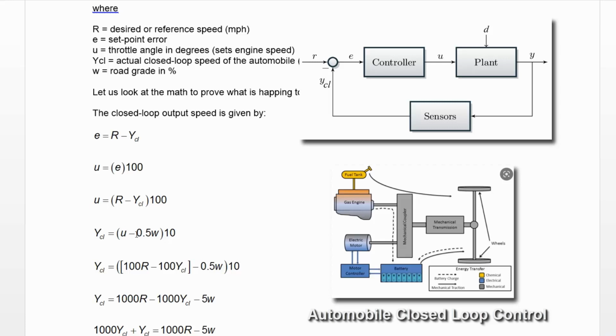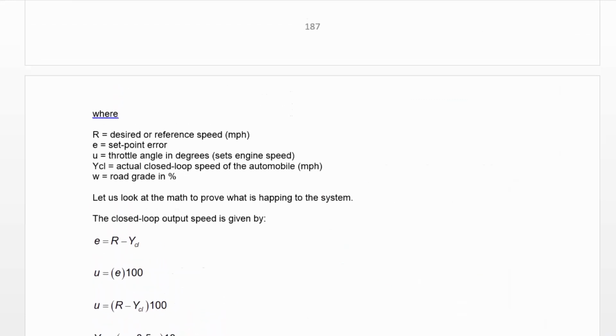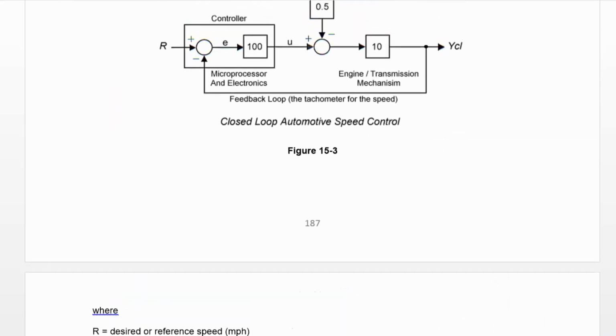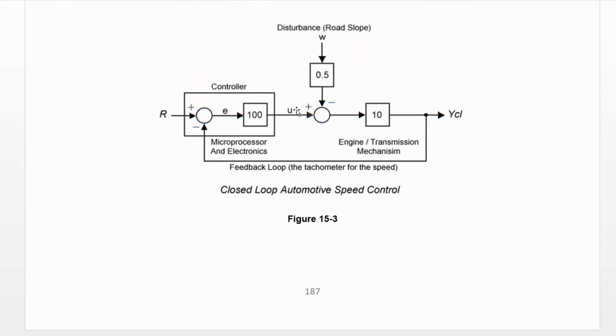Now, YCL equals U minus 0.5 W, so our output is U minus 0.5 W times 10. So our output here is U, 0.5 times W is subtracted, we multiply it by 10, and we get our output.